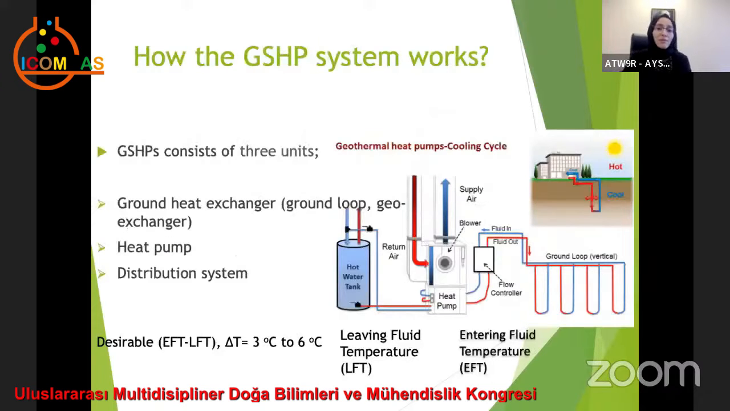As a background, the ground source heat pump system works in an uncomplicated way. It has 3 units. One is the ground part, where the ground heat exchanger couples with the ground, then the heat pump part, and the distribution system. And usually in these systems, the desired temperature difference is 3 to 6 Celsius degrees. This makes the systems efficient. So we will use leaving fluid temperature as T in, and entering fluid temperature as T out. These are the representative temperatures we will use in the calculations later.